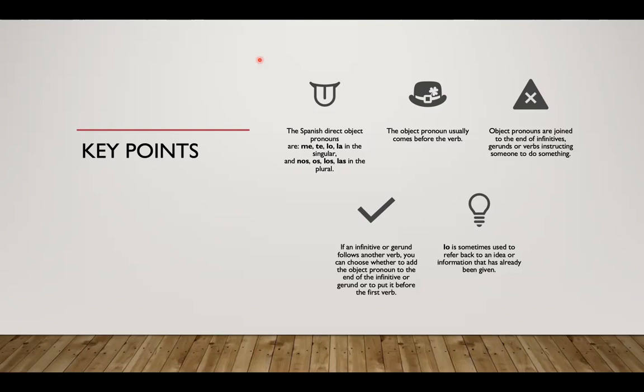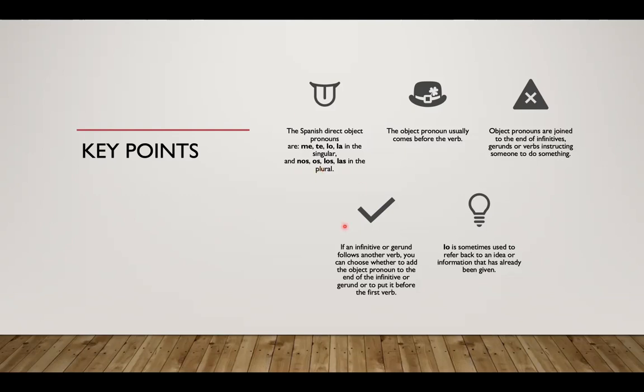So you're able to either place the direct object pronoun in the front, or place it at the end, combined with the infinitive or the gerund. But please do not forget, if you combine it with the gerund, that it needs the accent mark. Counting backwards, it is the third vowel. Okay.